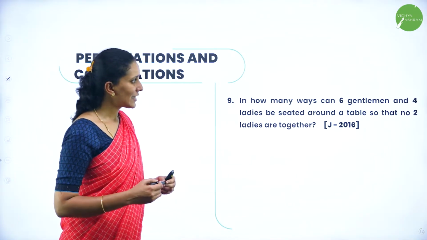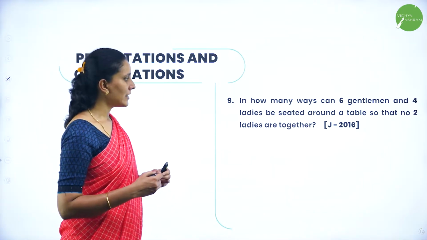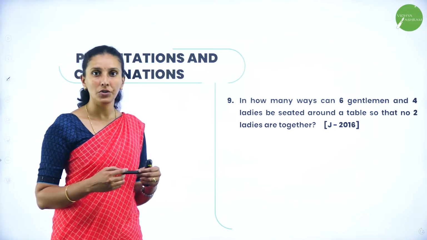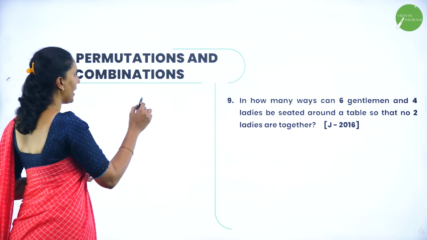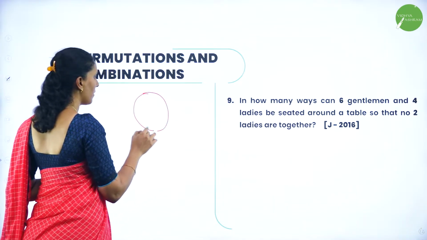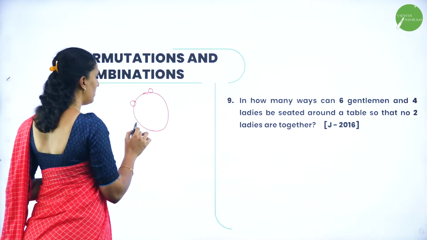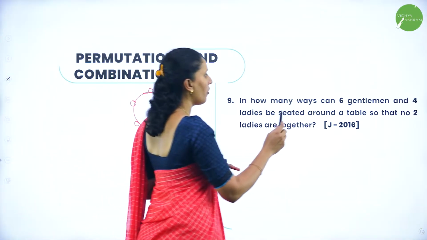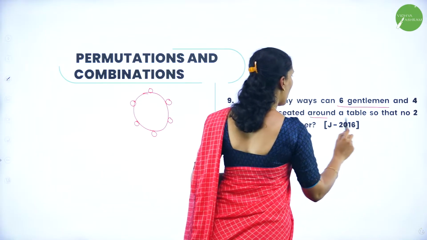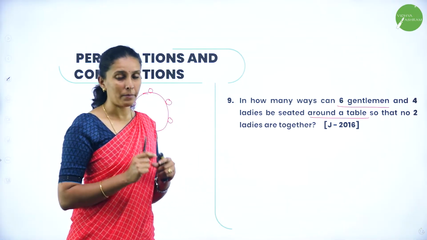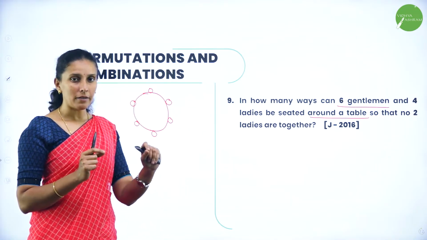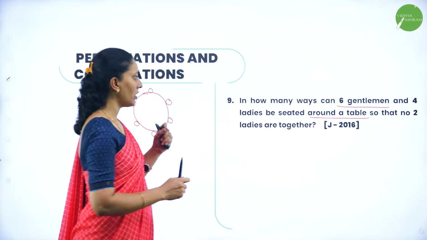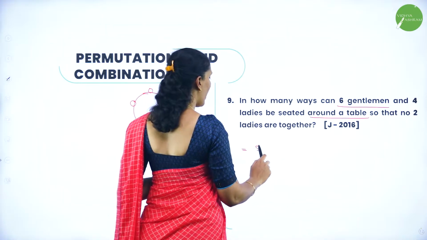In how many ways can 6 gentlemen and 4 ladies be seated around a table so that no 2 ladies are together? So first we have the table. Let me fill the positions for the 6 gentlemen. The number of arrangements for 6 gentlemen around the table will be 5 factorial, because in circular permutation, as you already know, it is 1 less than the number of objects. So therefore, it will be equal to 5 factorial.